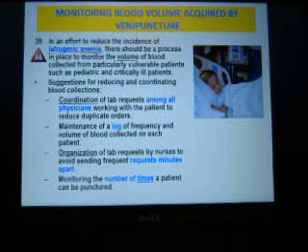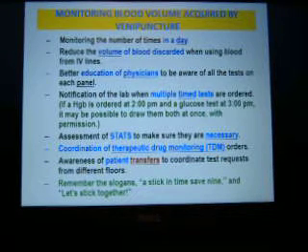So now, continuing on this same vein of trying to monitor the amount of blood volume acquired by venipuncture, you always want to keep up with the number of times in a day a patient is being stuck. You always want to reduce the volume of blood discarded when using blood from IV lines. We want to better educate physicians to be aware of all the tests on each panel. Notification of the lab when multiple timed tests are ordered. If a hemoglobin is ordered at 2 p.m. and a glucose test at 3 p.m., it may be possible to draw them both at once with permission.